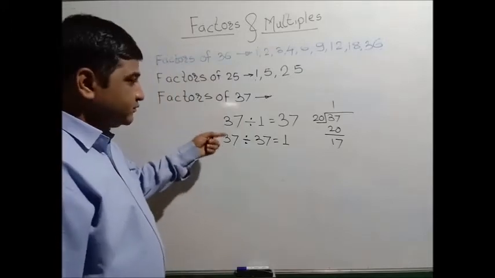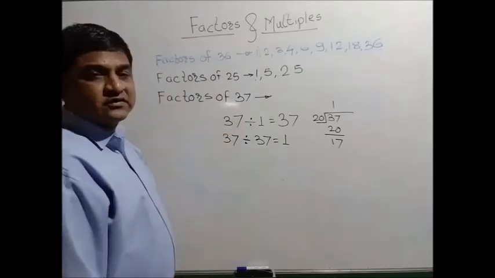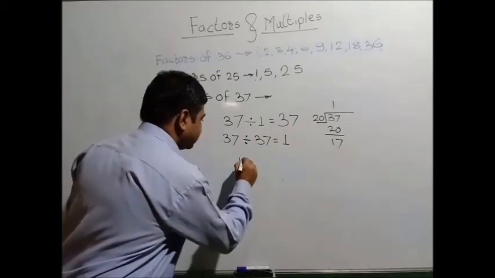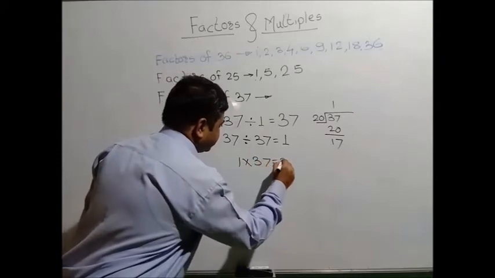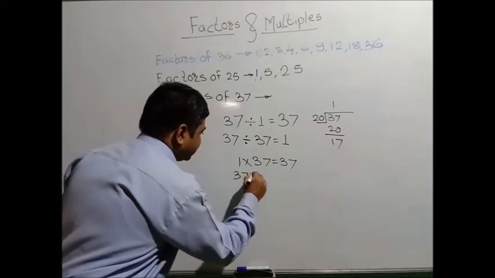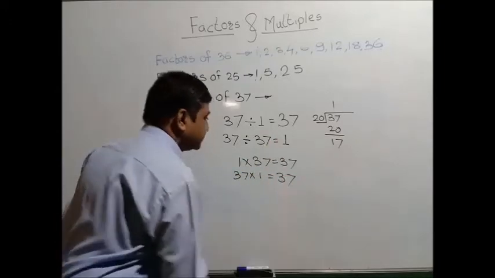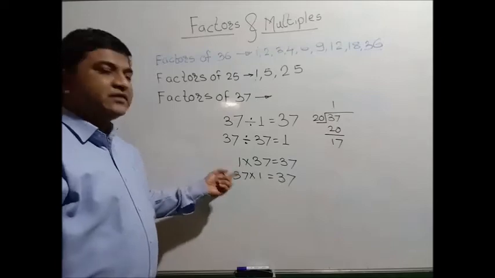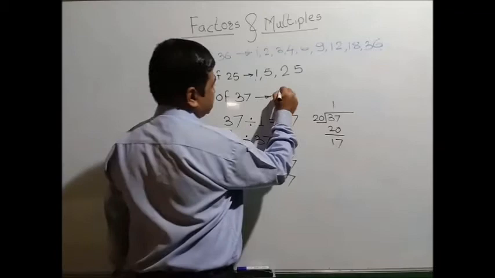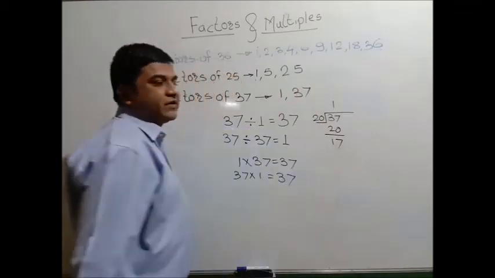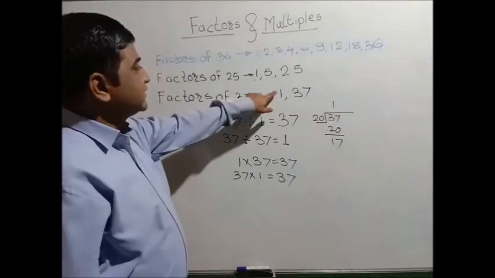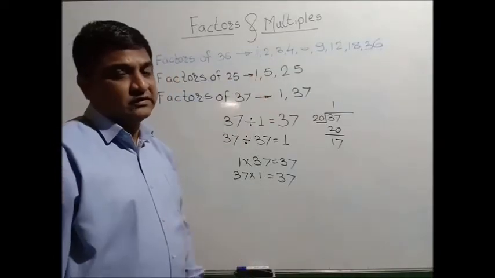Now we will write down the multiplication fact for these division facts. We can write that 1 when taken 37 times, I will get 37, or when 37 is taken 1 time, I will get 37. So clearly 1 and 37 are the only two factors of this number 37. We find only two factors of 37, which are 1 and 37, and it is clear that 1 is a factor of every number.